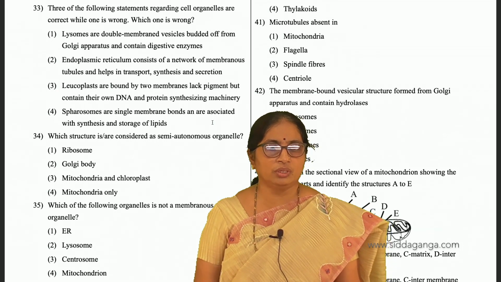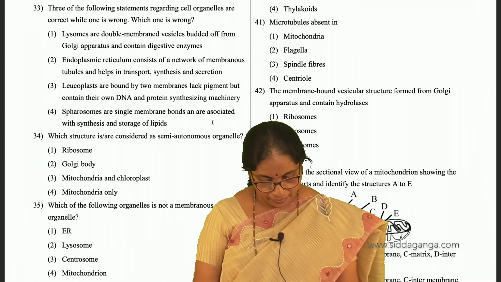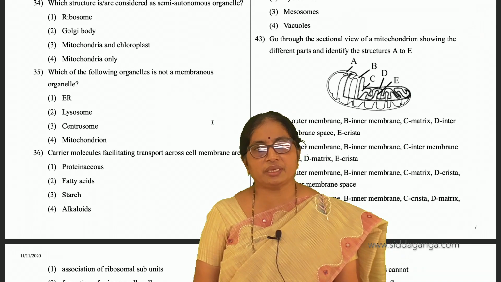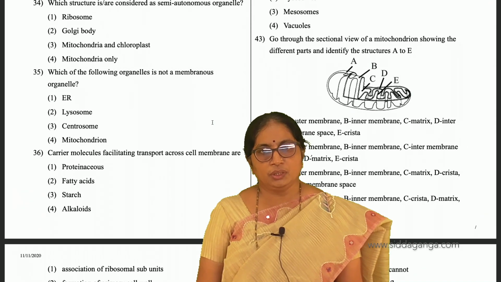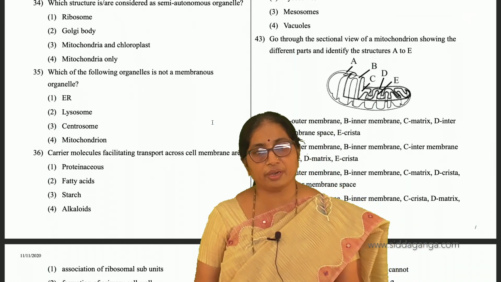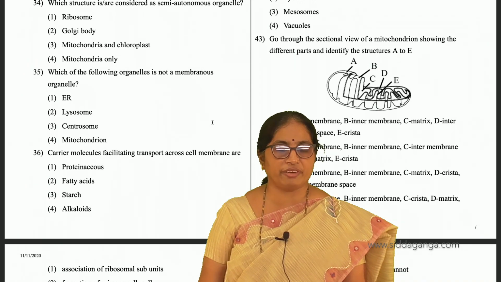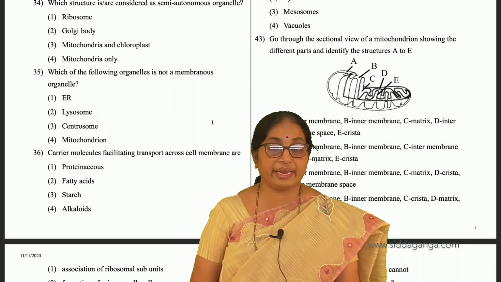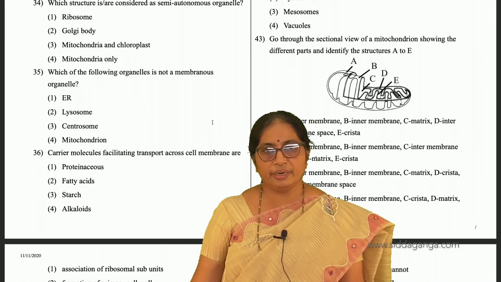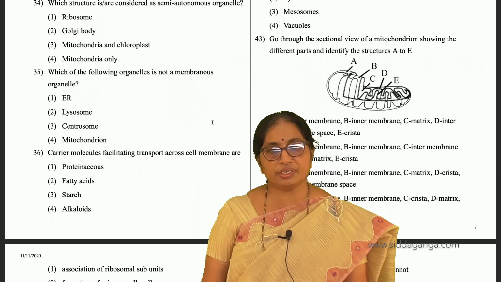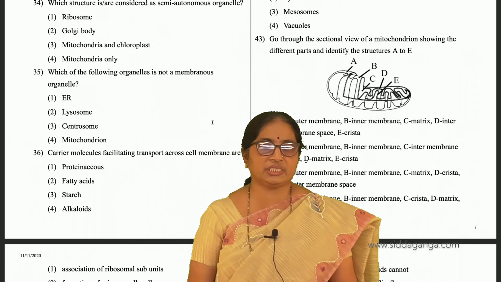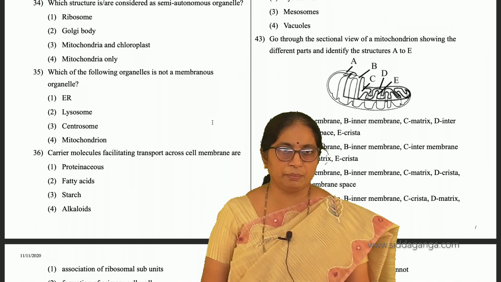Next, we will go to the next question. Question number 34. Which structure is considered as semi-autonomous organelle? My answer is mitochondria and chloroplast. Since mitochondria and chloroplast can divide on their own by fission and amitosis, they can be called semi-autonomous organelles, and also they contain DNA and RNA in them, and also contain the various enzymes essential for the cellular activity. Therefore, they are called semi-autonomous organelles.